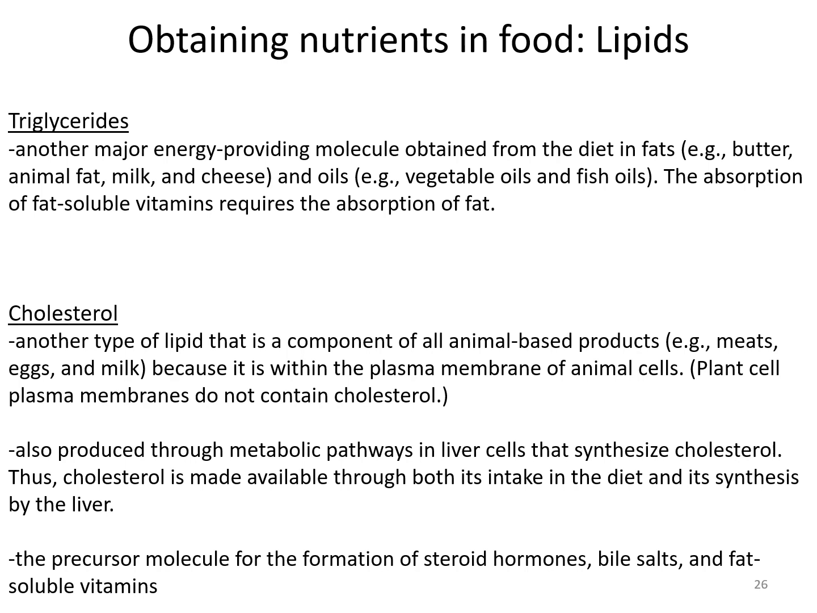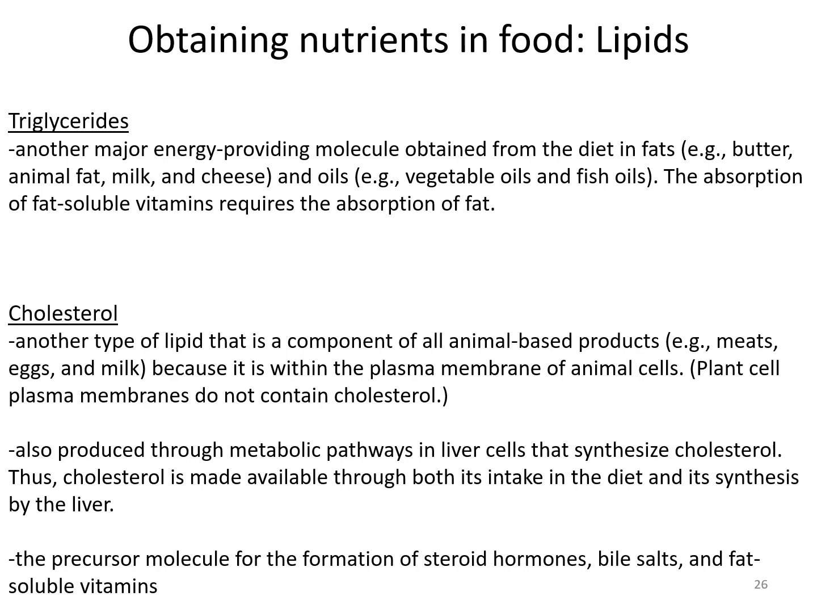Cholesterol is another type of lipid, a component of animal-based products, so meat, eggs, and milk, because it's within the plasma membrane of those cells. Plant cell plasma membranes do not contain cholesterol. We also produce cholesterol through metabolic pathways in the liver. So we can either get cholesterol through our diet, or we can create it in the liver if we're not taking enough. If we are taking enough in the diet, our liver's not going to go on overdrive trying to make it.